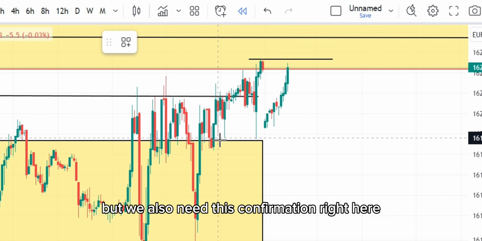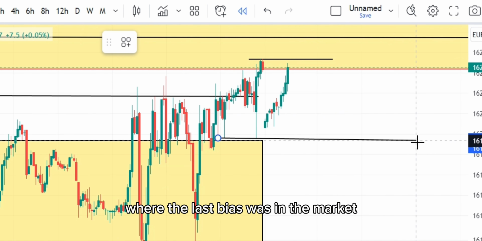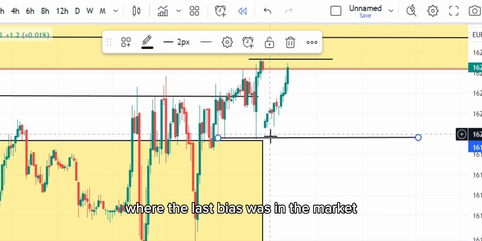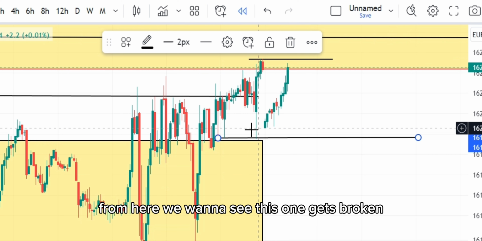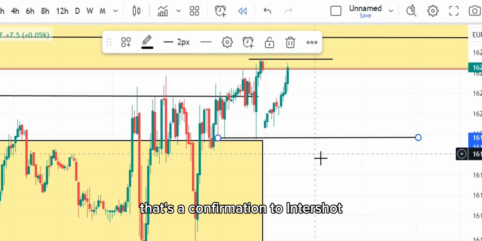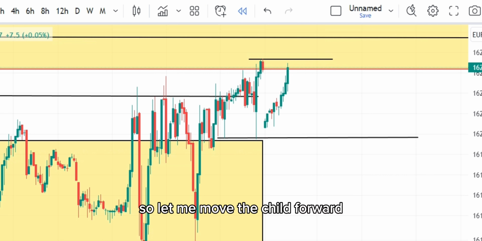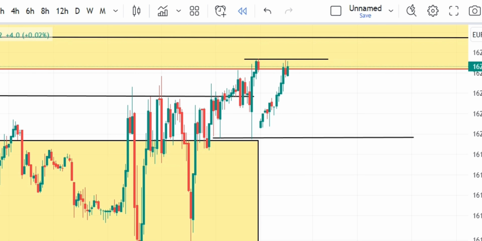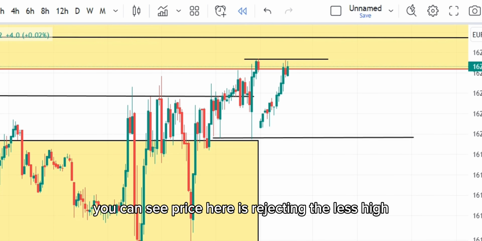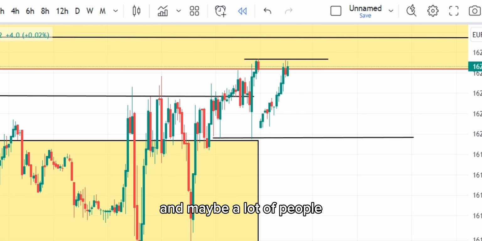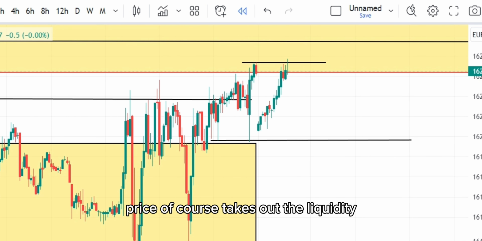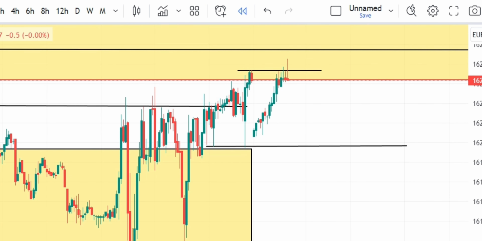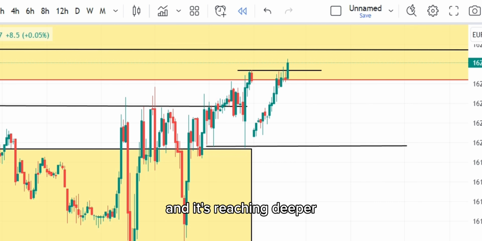But we also need this confirmation right here where the last buyers were in the market from here. We want to see this one get broken. That's a confirmation to enter short. So let me move the chart forward so we can see what happened. You can see price here is rejecting the last high, and maybe a lot of people have a signal right here to sell, but price of course takes out the liquidity, as you can see right here, and it's reaching deeper. Now we have to wait for reversal.